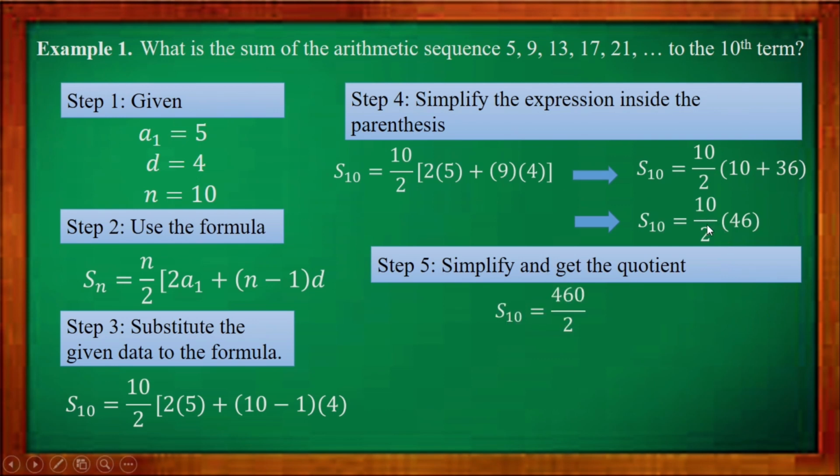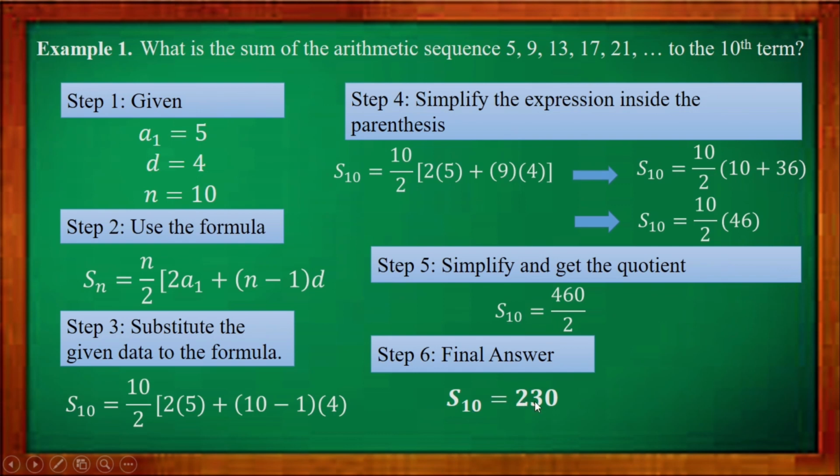So, in multiplying a fraction by a constant number, take note that we are just going to multiply the numerator by the constant number. And 10 times 46 is just 460. Then copy the denominator 2. And 460 divided by 2 will give us the final answer, which is S sub 10 equals 230. And from this result, we can say that the sum of the first 10 terms of the sequence is 230.